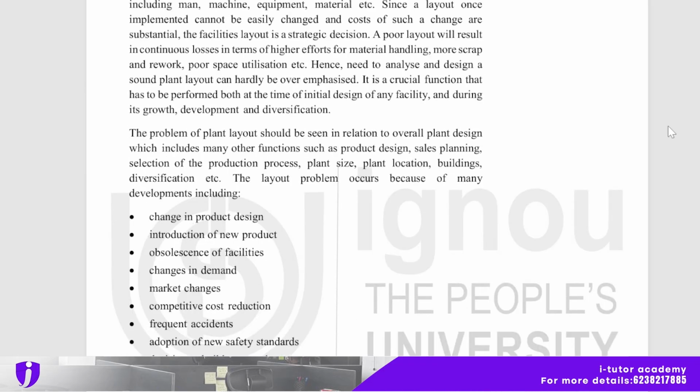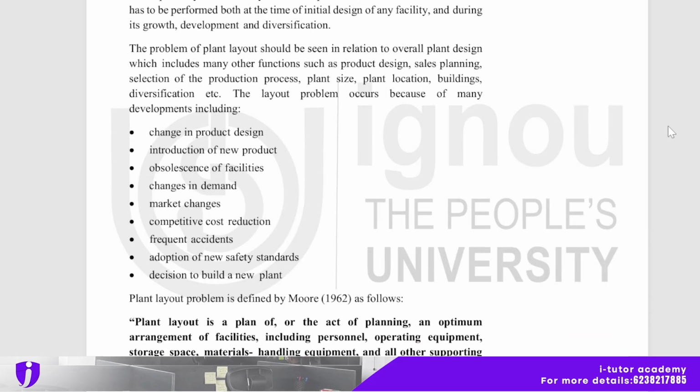So hence the need to analyze and design a sound plant layout can hardly be overemphasized. It is a crucial function that has to be performed both at the time of initial design of any facility and during its growth, development and diversification. The problem of plant layout should be seen in relation to overall plant design, which includes many other functions such as product design, sales planning, selection of the production process, plant size, plant location, building diversification, etc.